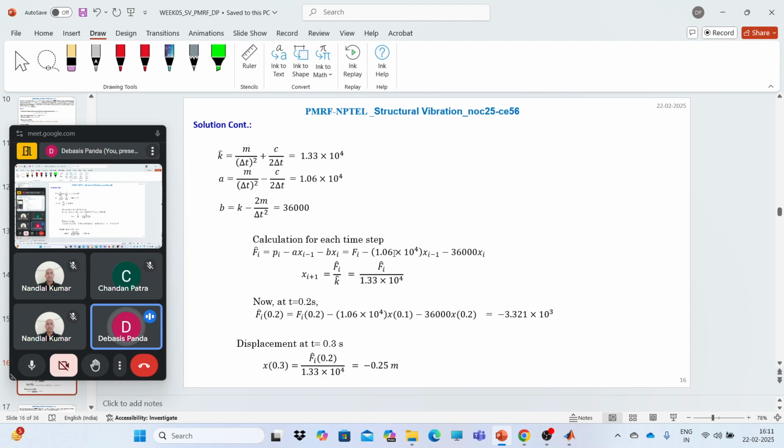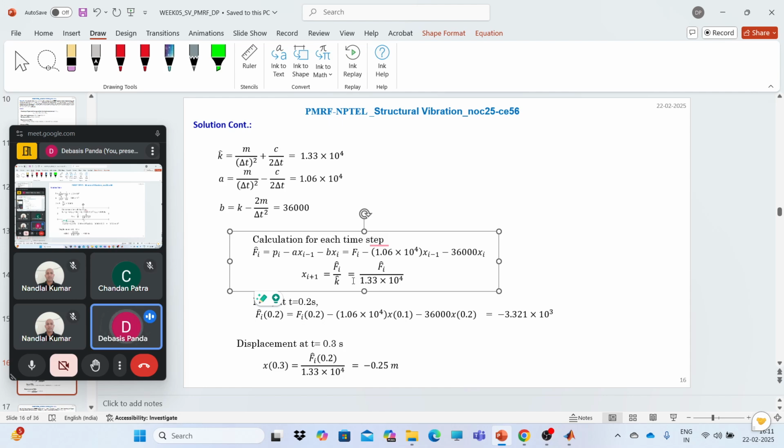Fi equals Pi minus 1.06 multiplied by 10 to the power 4, that is the value of A, multiplied by x(i-1), whose value is already given in the table, minus 3600 x(i). So what will be the value of x(i+1)? It's nothing but K effective inverse multiplied by F effective at that time point. So Fi we have already calculated using these expressions, and K effective we already have, the value 1.33 multiplied by 10 to the power 4.